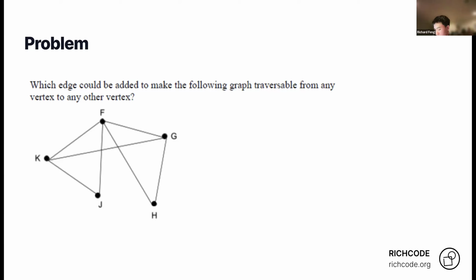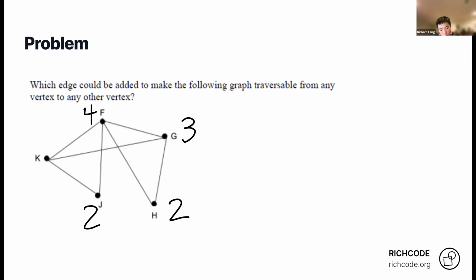Okay, so to do this problem, we have to first analyze the degrees of each node. So the degree is the number of edges that are connected to that node. So F has degree 4, because we have these 4 edges. G has degree 3. H has degree 2. J also has degree 2. And K has degree 3.